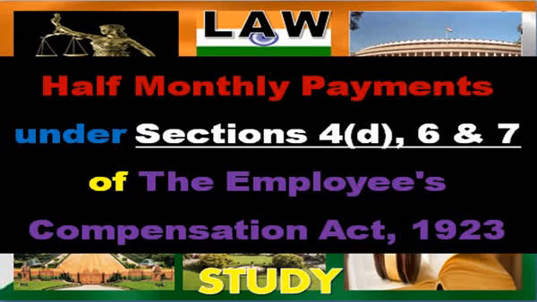Section 7 of the Employees Compensation Act 1923. Commutation of half-monthly payments. Any right to receive half-monthly payments may, by agreement between the parties, or if the parties cannot agree and the payments have been continued for not less than 6 months, on the application of either party to the Commissioner, be redeemed by the payment of a lump sum of such amount as may be agreed to by the parties or determined by the Commissioner, as the case may be.